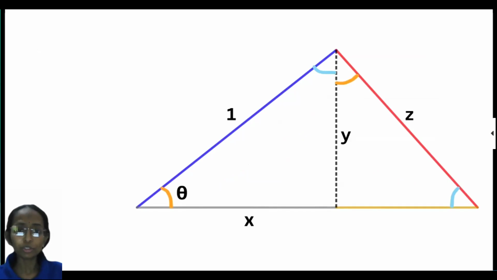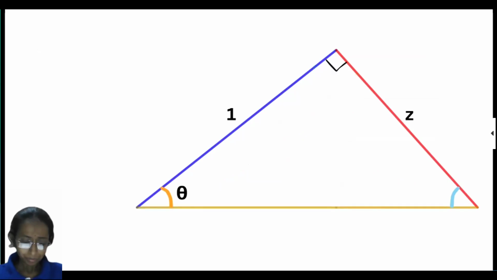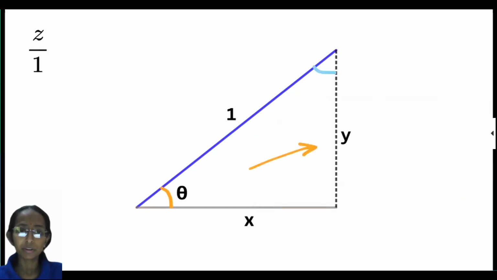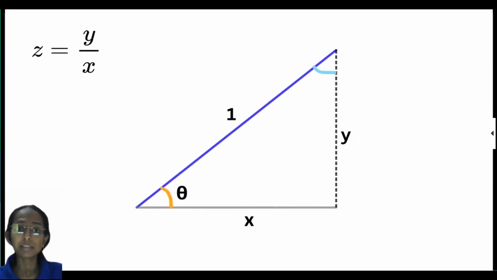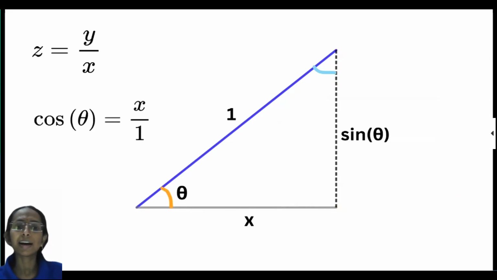So the ratio of our triangle, that is opposite to theta, which is z upon 1, is equal to, in the smaller triangle, y upon x, the side opposite to the blue angle. So this is equal. That means we get a relation between z, y and x, that z is equal to y by x, which we know is sine theta. So this is equal to y by 1. So this line comes here as sine theta.